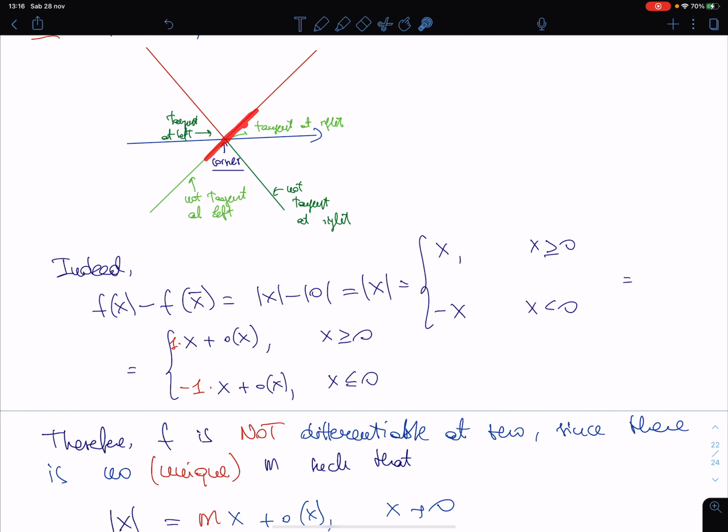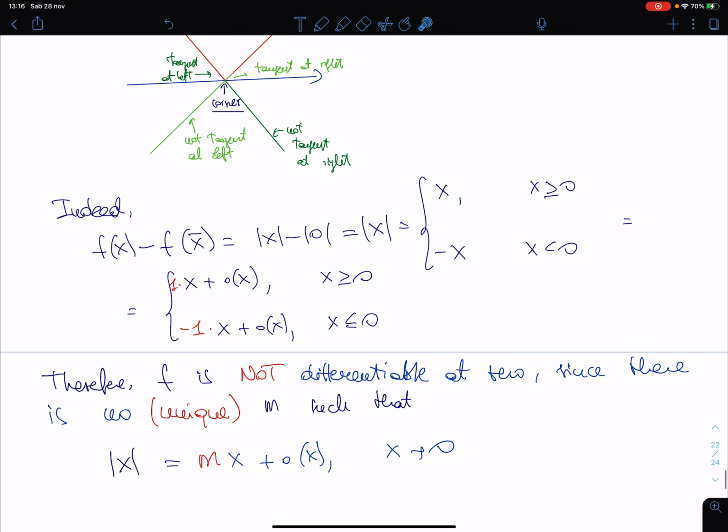there are two tangents. One tangent with angular coefficient 1 that is good for positive numbers, and another candidate tangent with angular coefficient minus 1 for the negative part of the domain, but there are no two tangents. The tangent is one line, and it has to be unique. And so here there is no tangent, there is no derivative.